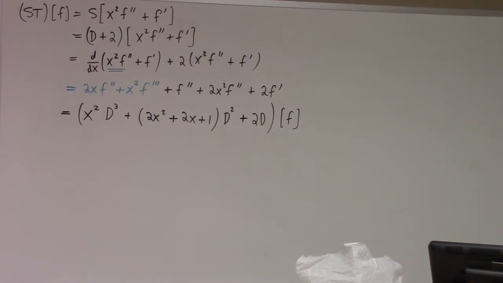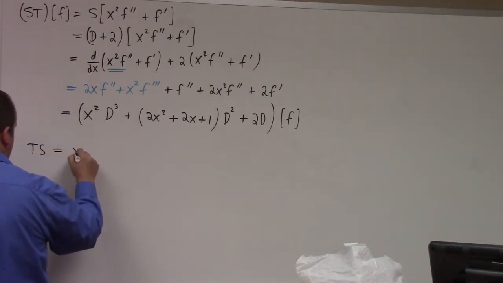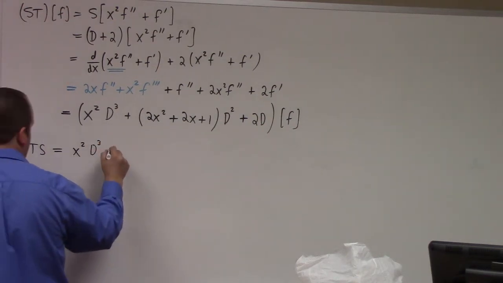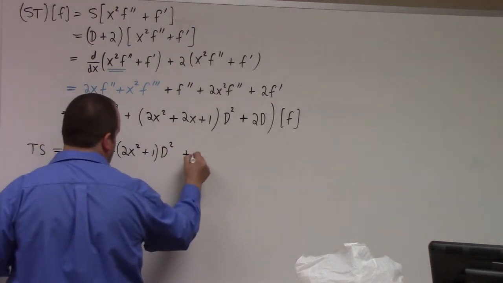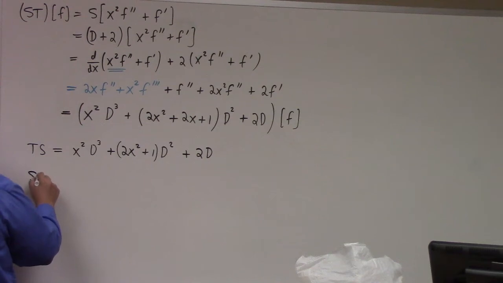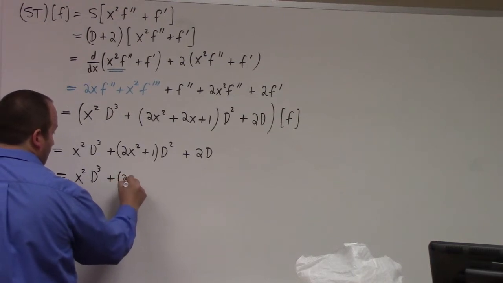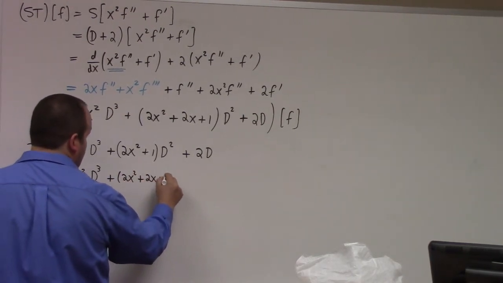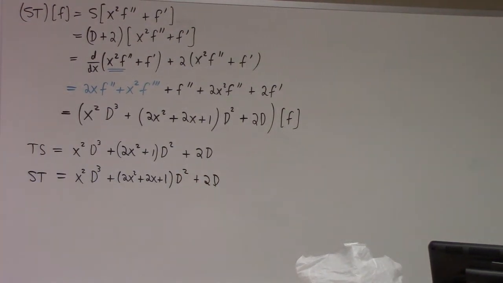So you can see that we have, on the one hand, TS equal to x squared d cubed plus 2x squared plus 1 d squared plus 2d. But on the other hand, we have that ST is equal to x squared d cubed plus 2x squared plus 2x plus 1 d squared plus 2d. So, I mean, parts of them match up, right? But in total, they're not the same, are they?